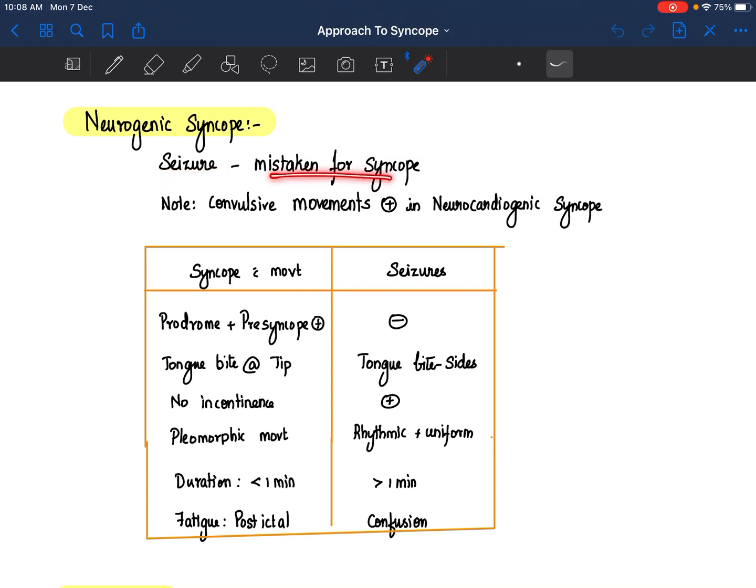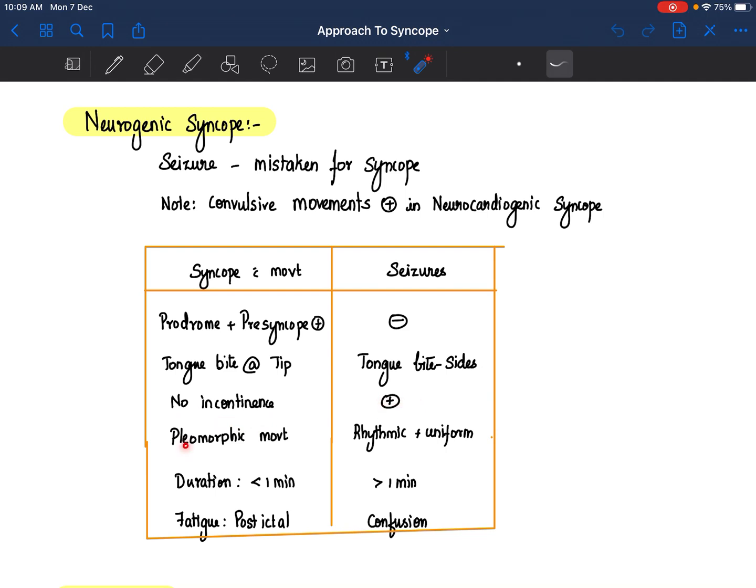Seizure may be mistaken for a syncope, because even in a syncope, convulsive movements are possible. So how do you differentiate a convulsive movement at the end of a neurocardiogenic syncope from that of a true seizure? If you elicit the history, you will see that there is a prodromal and a presyncopal phase in neurocardiogenic syncope versus nothing in actual seizures. Tongue bite rarely happens in a syncope, and if at all, it's going to be at the tip of the tongue. Whereas in seizures, tongue bites do happen, and if at all, it's going to be on the sides of the tongue. There is no incontinence in syncopal movements, whereas incontinence can be there in seizures.